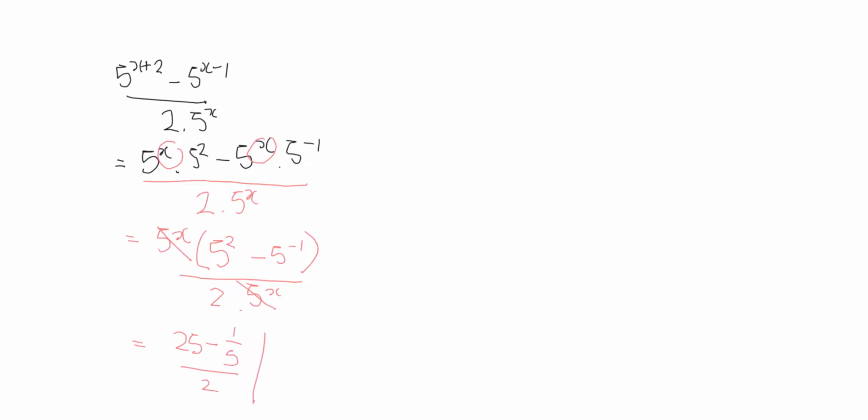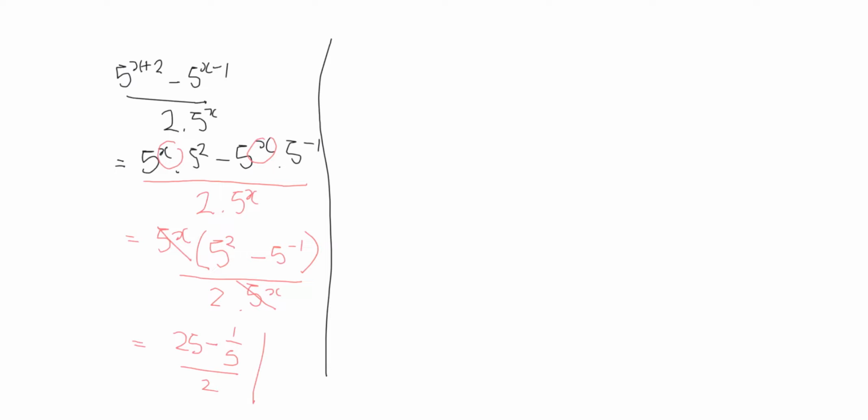Let's make up our space here. 25 subtract 1 over 5. How can you simplify that? Now we can solve for our denominator. To solve for our denominator, we can try and make these have the same denominator. So for this to have the same denominator, we must multiply everything by 5. And remember, when you multiply by 5, you multiply the numerator and the denominator.